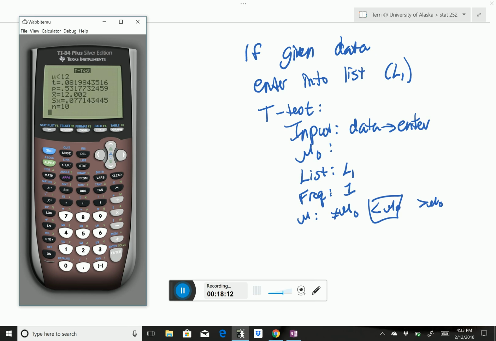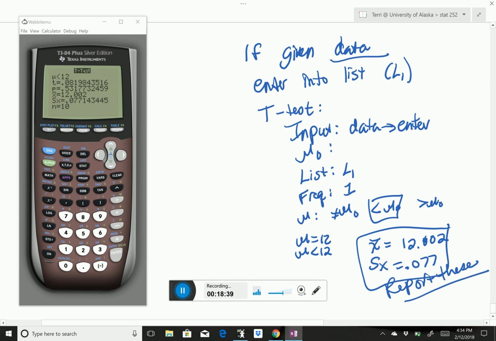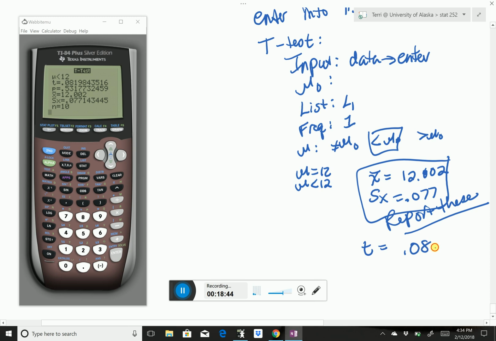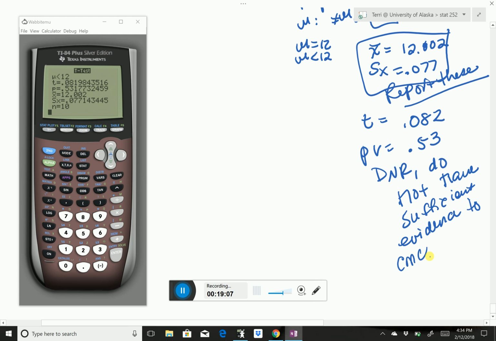We hit calculate. Well, see, our x bar is 12.002. So there's no way we can prove it if our x bar is bigger than 12. But that's okay. We're still trying to prove mu is less than 12. We didn't even know our x bar before, but we don't need it because this just gave it to me, along with 0.077. Whenever you're given data, I also want you to report these. T is 0.082 and your p-value is 0.53. So definitely do not reject. We do not have sufficient evidence to conclude that the cans are underfilled.